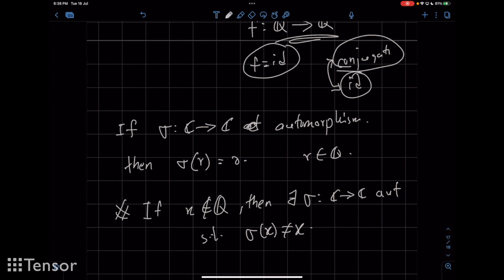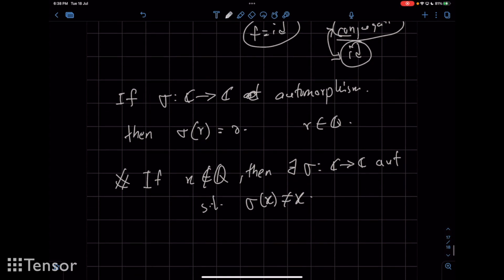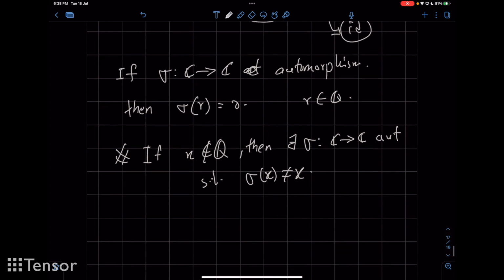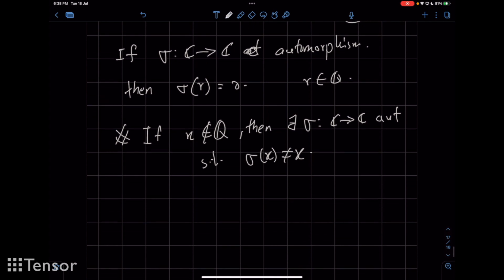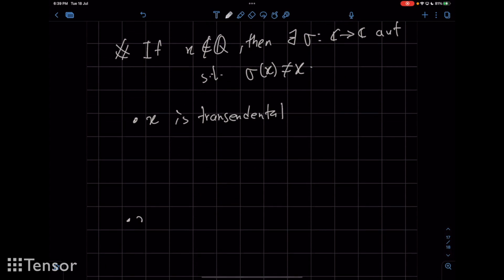I'm not going to prove it, but I'm going to just sketch the proof quickly. So if x is not a rational number, then we have two choices. Either x is a transcendental number, or x is algebraic.